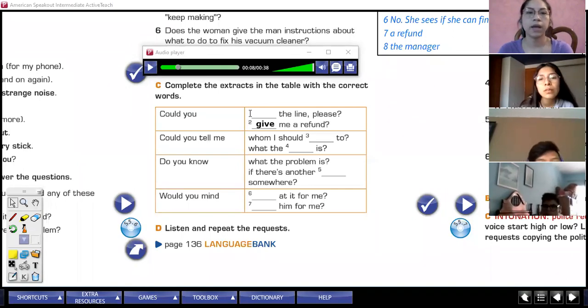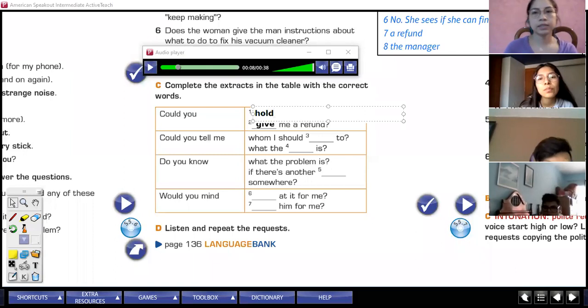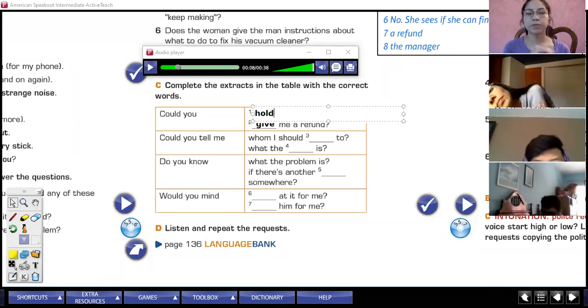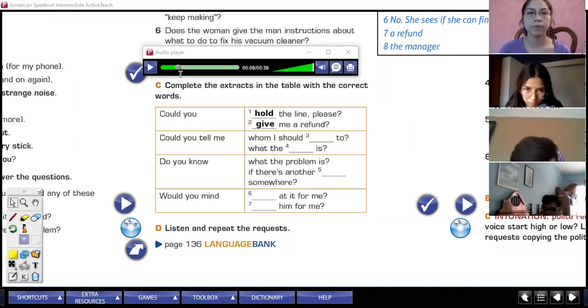Number 1. Hold. Could you? That is the verb. This verb, it's hold, sostener. But in this case, it is could you wait on the line. You don't wait, you're going to listen to this verb that is more common than wait, hold. Hold on, please. Hold on the line, okay?